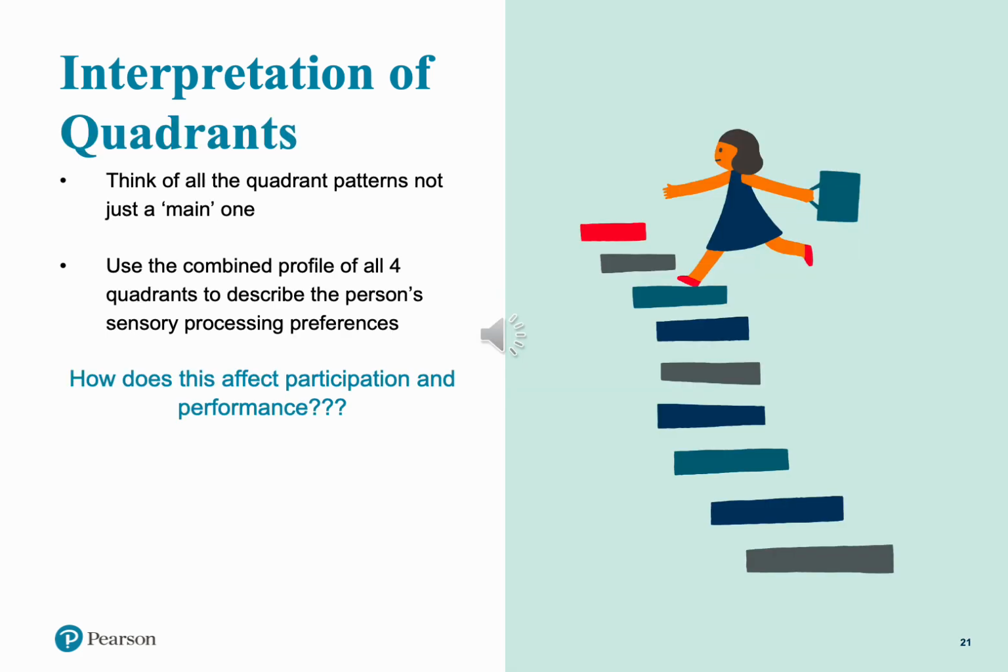So within the interpretation of the quadrants, think of all the quadrant patterns, not just as a main one, which is what I touched on in the previous slide. Use the combined profile of all four quadrants to describe the person's sensory processing preferences, and also use that as an umbrella. So within your report, you don't need to always link back to the quadrants in terms of much more than others or more than others. You need to think about whether this speaks to the person's function and participation, and whether it impacts their performance. Because if you have a result that is more than others or much more than others in any of the quadrants, but it is not relevant to the purpose of your referral or the person's function, then it's probably not worth elaborating on.